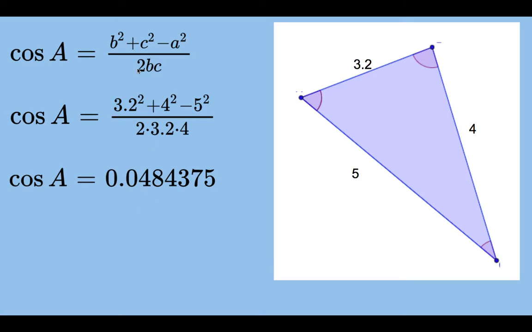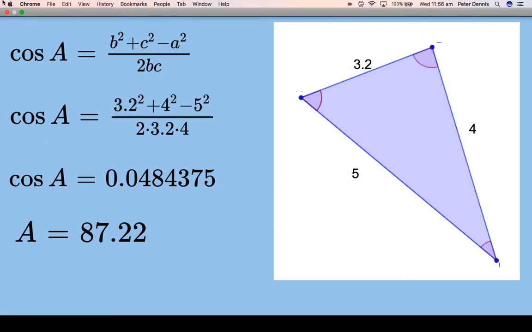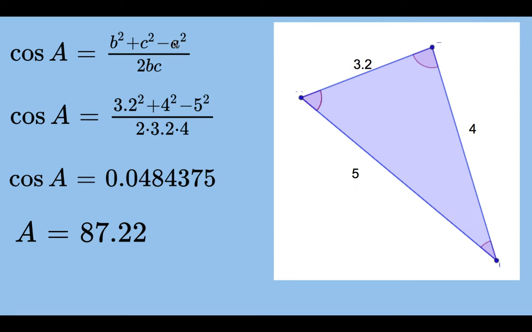So when we type that into our calculator again, make sure you can go from this step to this step, because 3.2 squared plus 4 squared minus 5 squared, divided by 2 times 3.2 times 4. And when you get that, you have to press Shift Cos because we're finding an angle again, and you get 87.22, which was what we were expecting, something close to a right angle. I was going to do a right angle, but weird things happen. This becomes 0 and cos A equals 90 degrees.